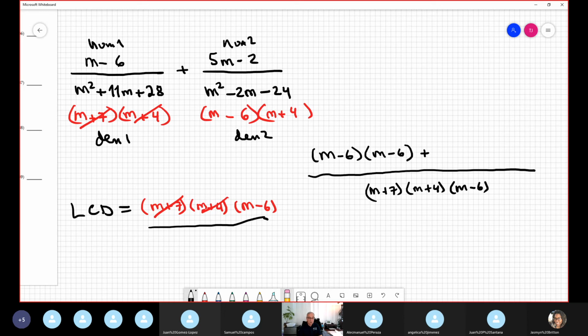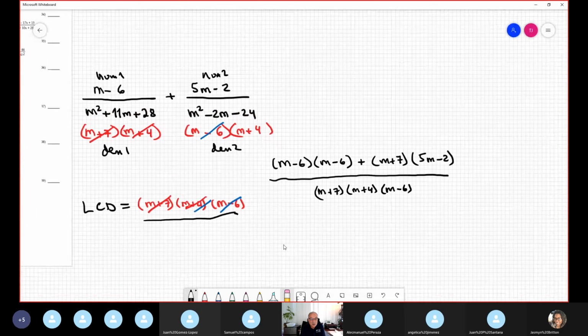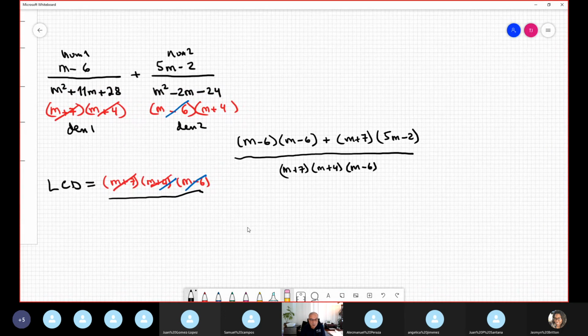plus. When you divide now the LCD again by the second denominator, x minus 6 is cancelled, and x plus 4 is cancelled. What stays is m minus 7, x plus 7, sorry, times the expression that we have in the numerator, which is 5m minus 2. Okay, this is the most complicated part. Do you follow me? Do you understand this? This is the most complicated part.